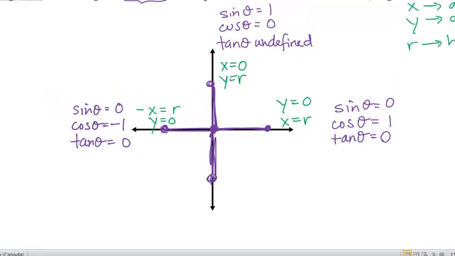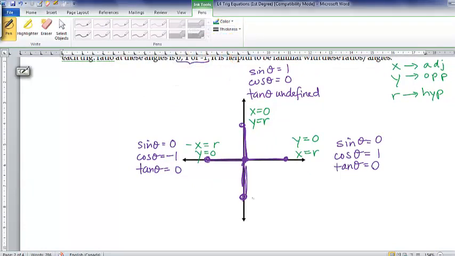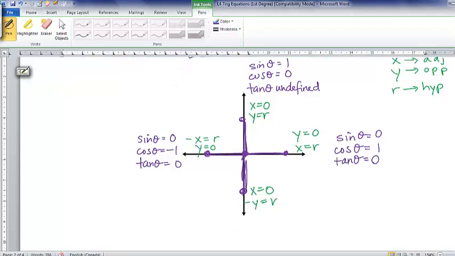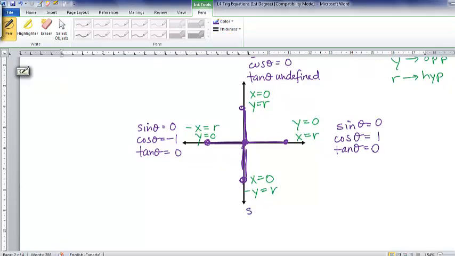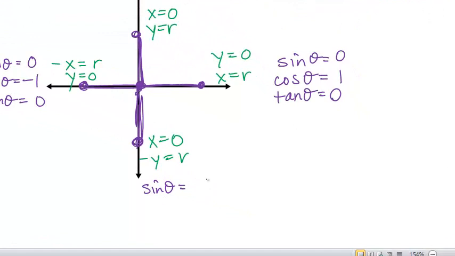And down here, okay, so in the last quadrant, in between quadrants 3 and 4, I've got x 0 again, and y and r the same, but opposite sign. So I can find then that the sine ratio is going to be 0. No, sorry, negative 1. Negative y over r. Cosine is going to be 0, and tangent again is undefined.